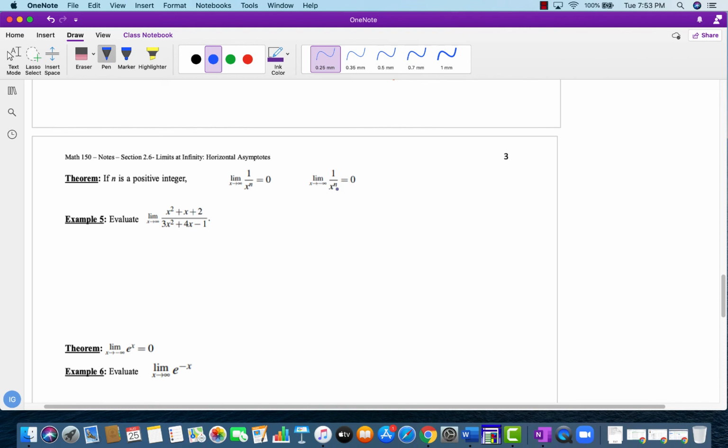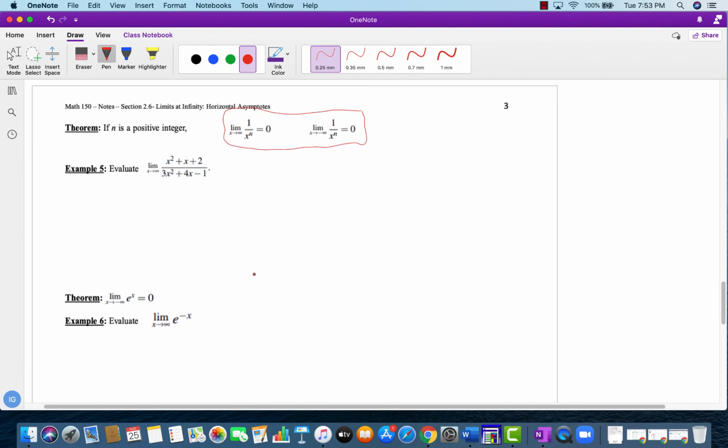Same thing happens when the limit as x approaches negative infinity of 1 over x to the n, you will still get 0. Okay, so this is a theorem, it's given. We know that happens for sure. Okay, I'm trying to box this and I'm doing a horrible job, but you get the idea.